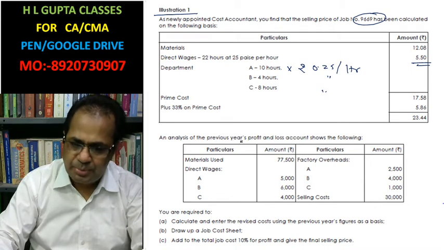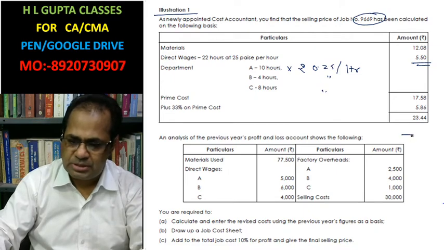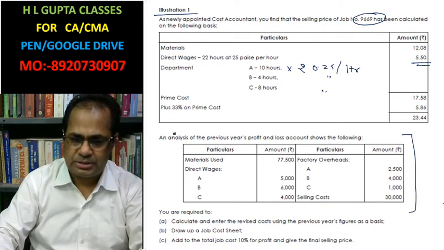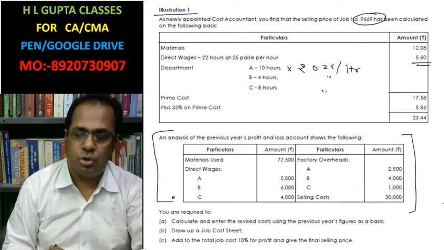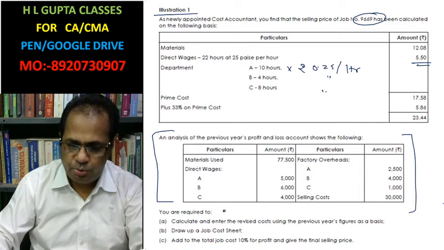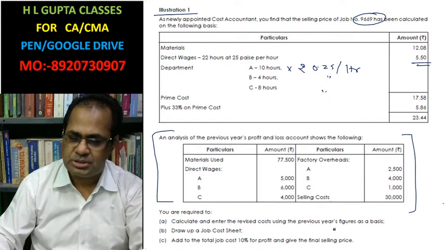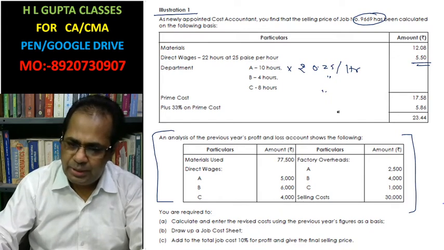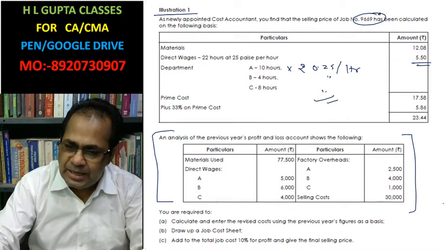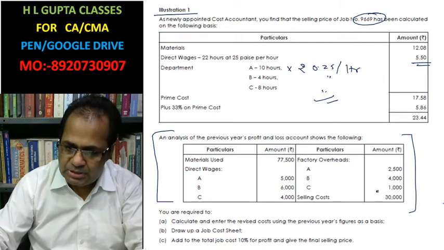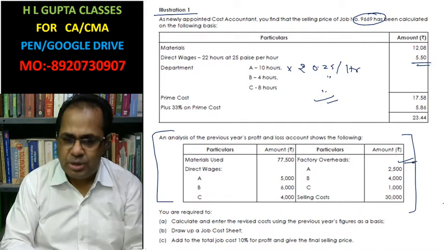An analysis of the previous year's profit and loss accounts shows the following. This is the previous year's information given in this case. You are required to calculate and enter the revised cost using the previous year's figures. You have to calculate all the information on the basis of previous year information.